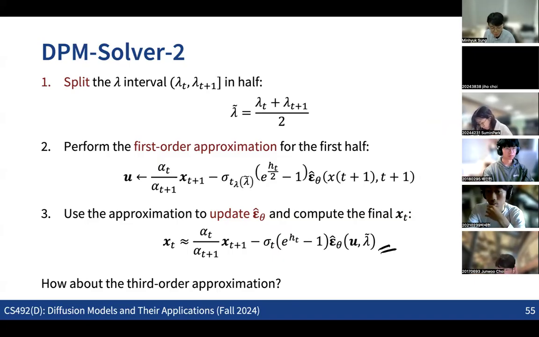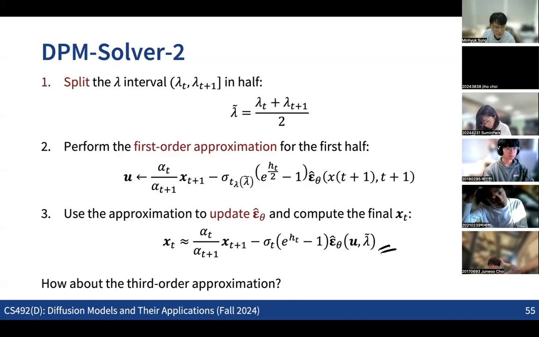How about the third order approximation? We can do this one more time. We can divide the space not into half and half, but into thirds, running the first order approximation for the first third, updating the noise, and also computing for twice the range and updating things. So we can repeat those kinds of things.